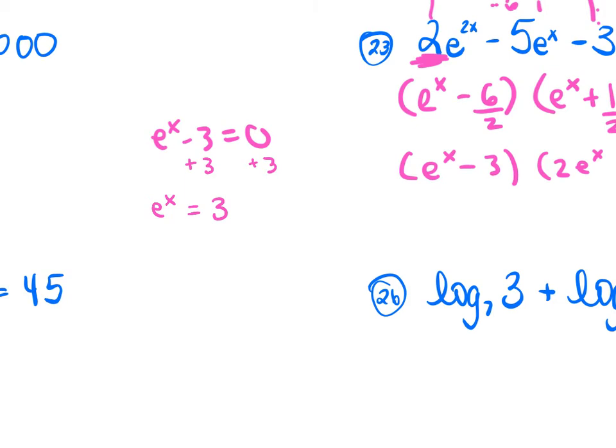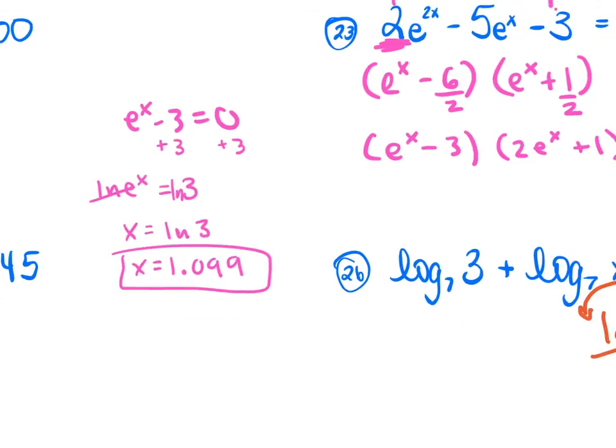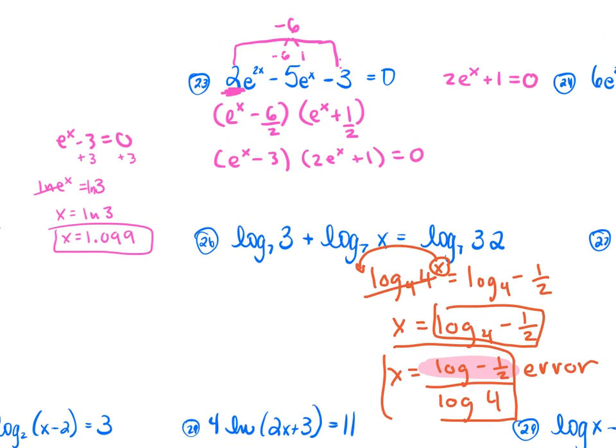How do we solve for x from here? Take the ln of both sides. So x is equal to the ln of 3. What's the ln of 3? Yeah, 1.099. Everybody agrees? All right. So let's go to our next one.